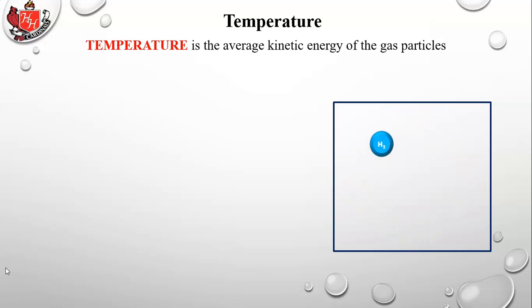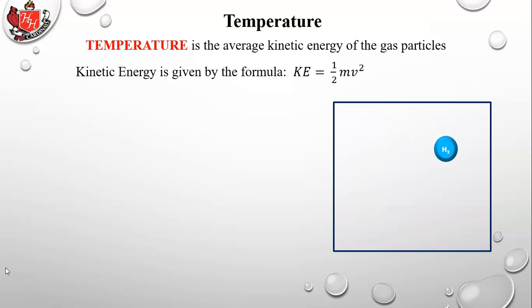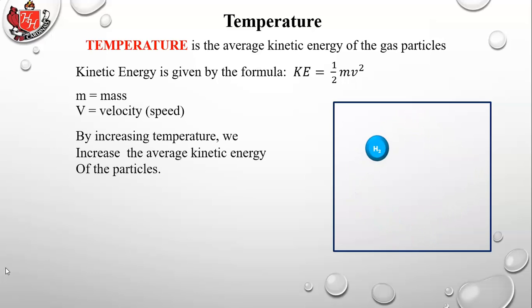Temperature is the average kinetic energy of the gas particles. Kinetic energy is given by the formula KE, kinetic energy, equals 1/2 mass times velocity squared. So m is the mass and v is the velocity. You can think of it as speed. By increasing the temperature, we increase the average kinetic energy of the particles. That's the definition of temperature. It's the average kinetic energy. So if you increase the temperature, you've increased the average kinetic energy of the particles.